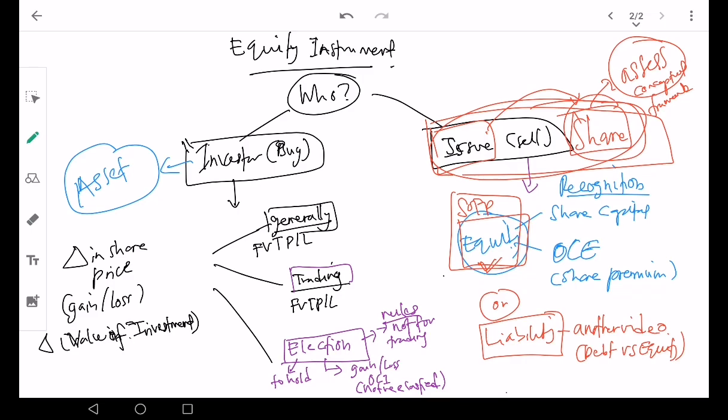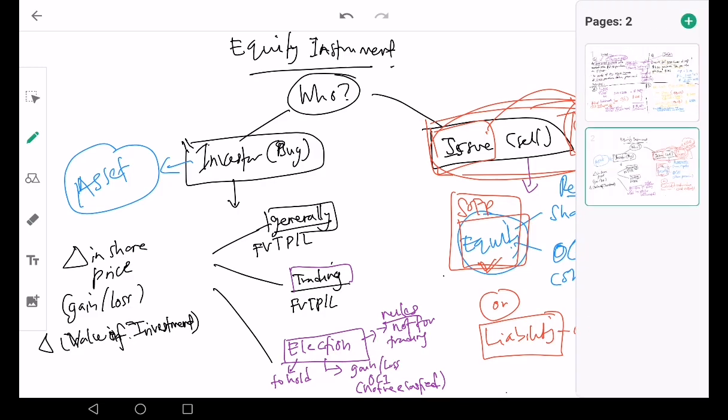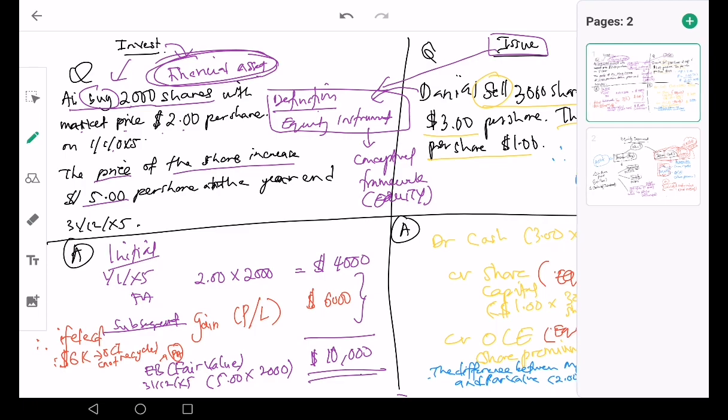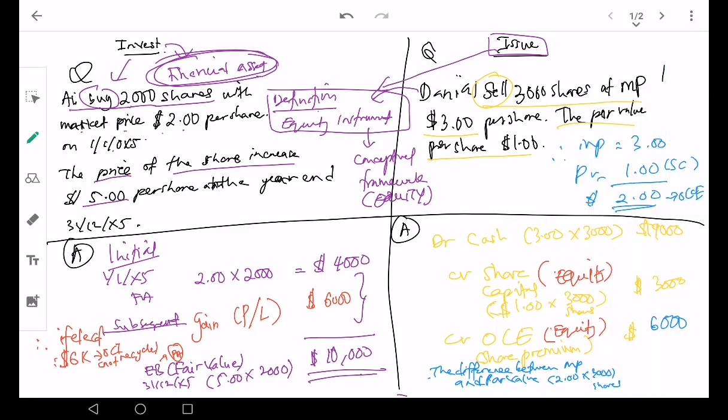So please remember, if you are an investor, you buy the share, you recognize it as an asset. If you are an issuer, you must recognize it as either equity or liability. The way to recognize equity, as I mentioned just now, is in this calculation. Very important. Okay, so that's all on equity instrument. Thank you.